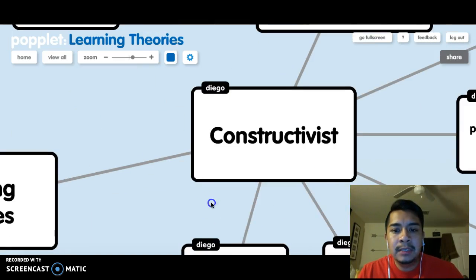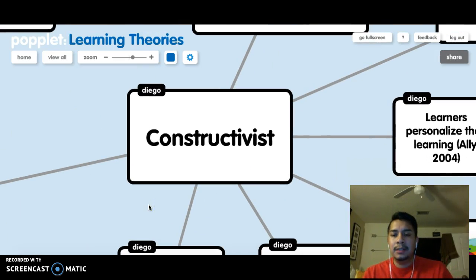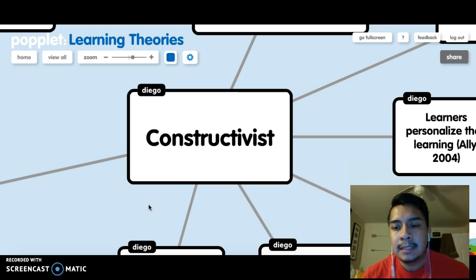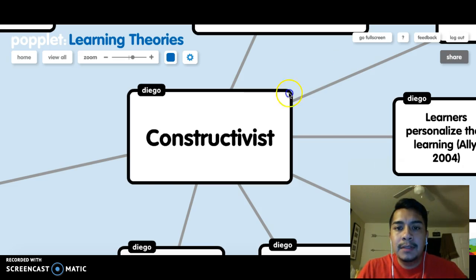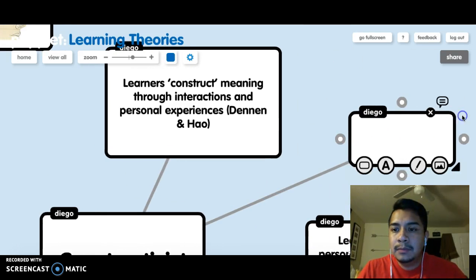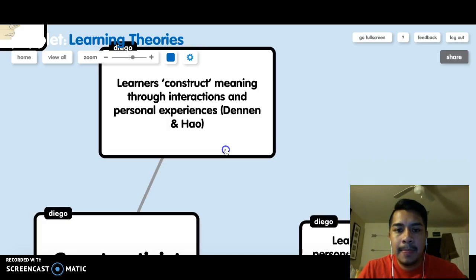And the last one is constructivist. And this is usually the one that I tend as a teacher to lean towards because I am a blended learning teacher and I believe that, I do give some instruction, but then I let students kind of play around with that instruction and really personalize their learning so that it is meaningful to them. So, let me delete this one.